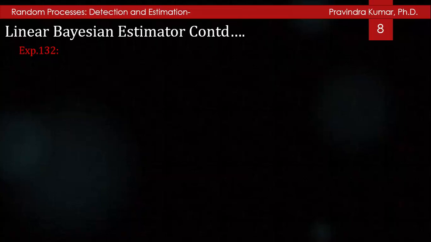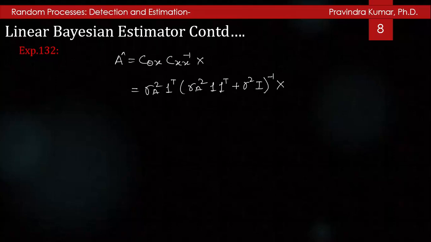So now from this we can have the estimated value A cap equal to the cross covariance matrix C theta X times the inverse of the covariance matrix CXX times x, and it will be equal to sigma A squared times 1 transpose, times the inverse of the matrix sigma A squared 1 1 transpose plus sigma squared times the identity matrix, times x.